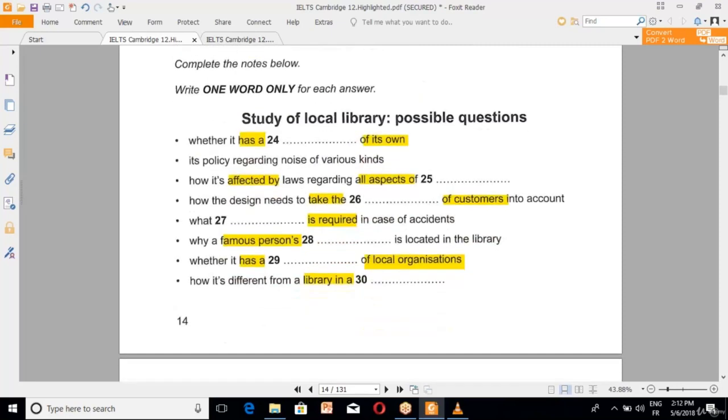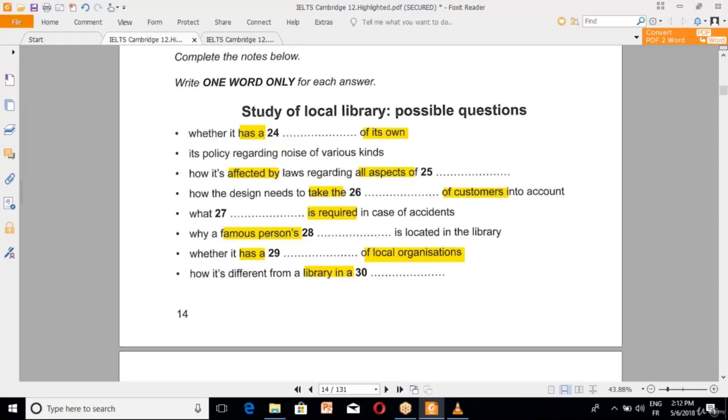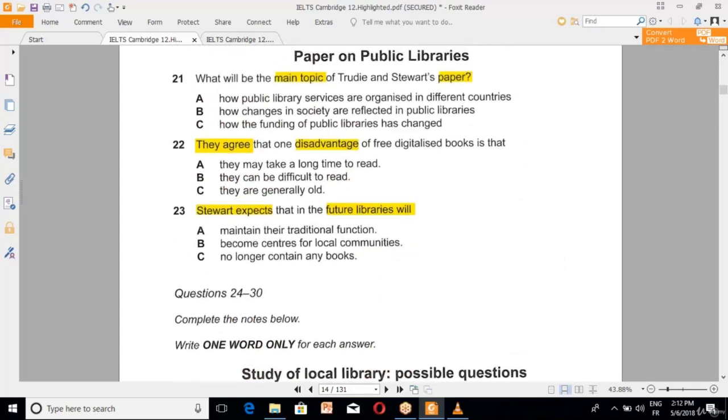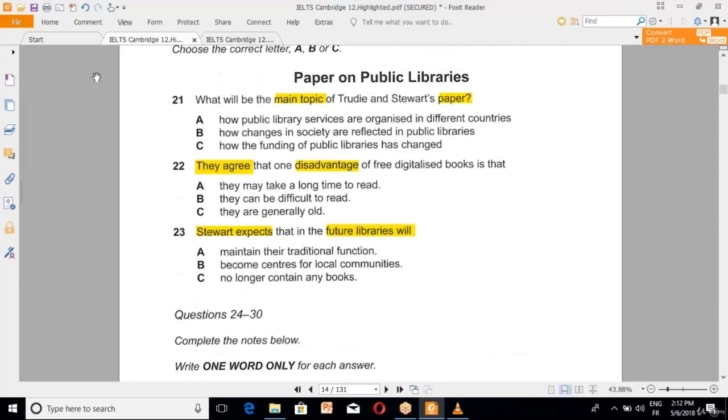In the fill in the blank questions, we have the language that is connected to the blank words. 24 has something of its own. 25, affected by in all aspects. 26, take the and blank of customers. 27 is required. 28 is something that belongs to a famous person. 29 is has a and local organizations. And 30 is library in a. All right, so let's get started with section 3.